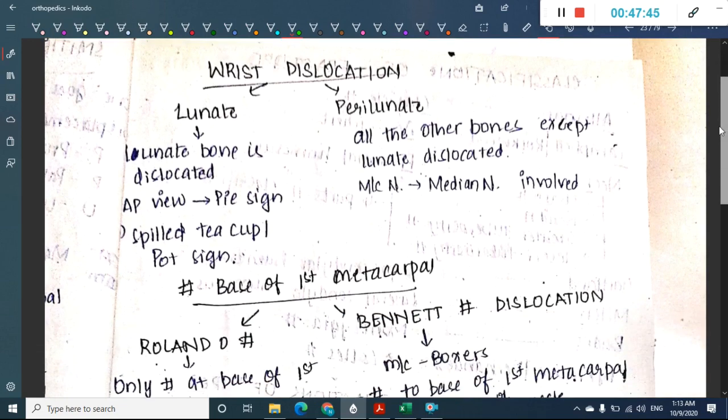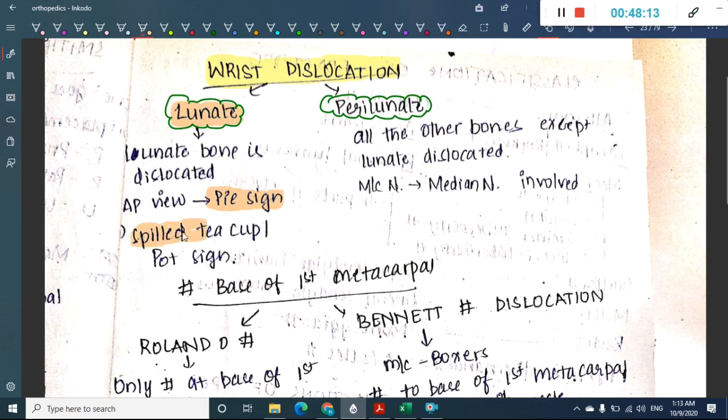Next, the next dislocation in the upper limb which is important is the wrist dislocation. This wrist dislocation can be divided into two types. One, we have lunate type of dislocation. Second, you have perilunate type of dislocation. In lunate type of dislocation, the lunate bone is dislocated, not the other bones. On AP view you see either the pi sign or the spilled teacup sign. So that is in lunate dislocation.